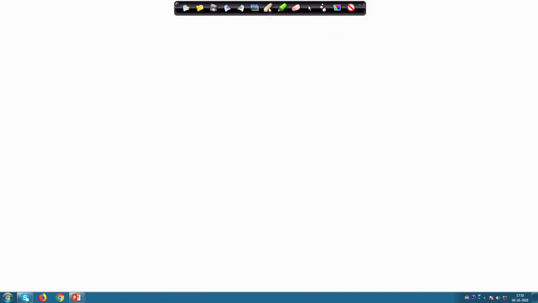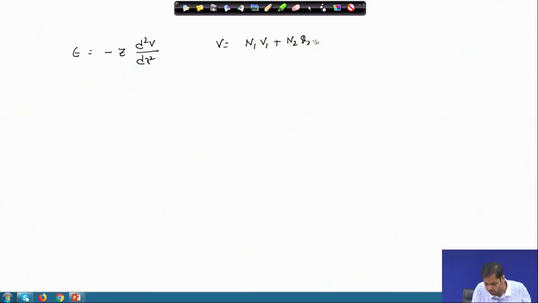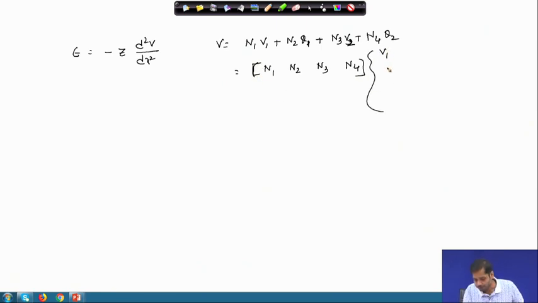Now, we have epsilon is equal to minus z into d2v dx2, and v we have N1 v1 plus N2 theta 1 plus N3 v2 plus N4 theta 2. This is the expression. Now, if we substitute that in this expression, this can be written like this. We have N1, N2, N3 and N4, these are the shape functions, and here we have the degrees of freedom, which are v1, theta 1, v2 and then theta 2. Okay.